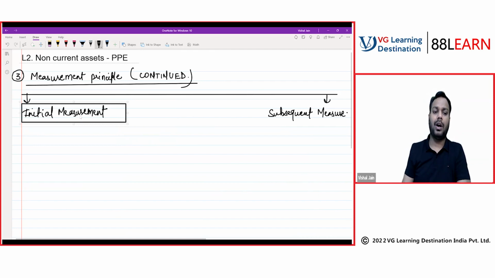So in initial measurement, what did we discuss in the last class? Tell me, what is the point that we discussed in initial measurement in the last class? Tell me. Come on, guys. Tell me, what is the amount at which the assets should be recognized initially?